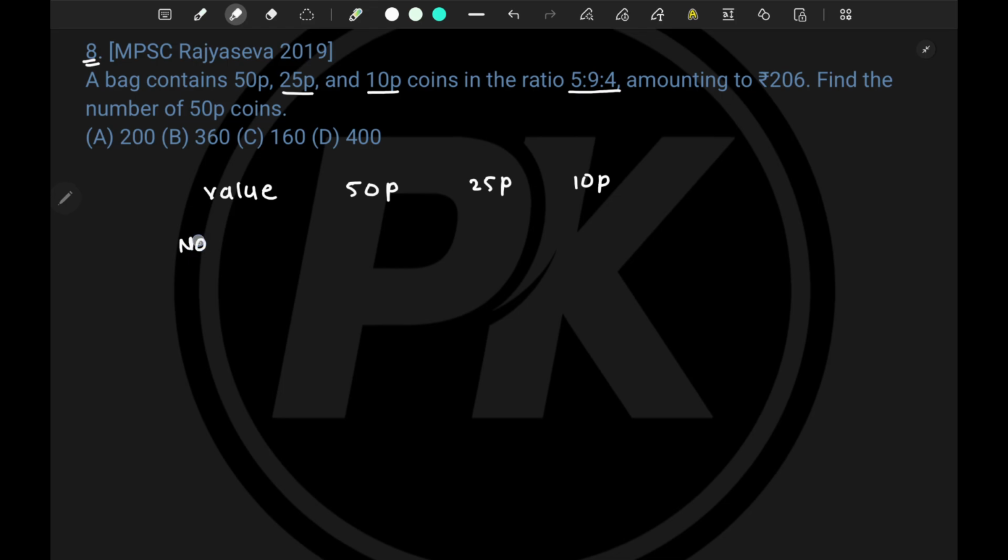That means these are what number of coins, right? In the ratio those are written. So 50 paisa coins are 5, 25 paisa coins are 9 and 10 paisa coins are 4, and this total amounts to rupees 206. We have to find out the number of 50 paisa coins.